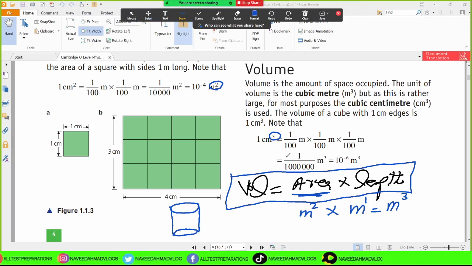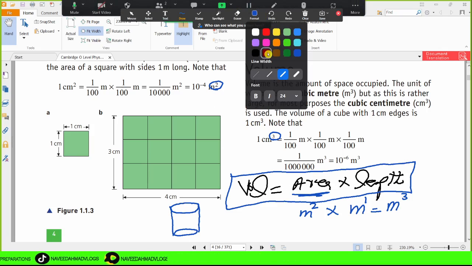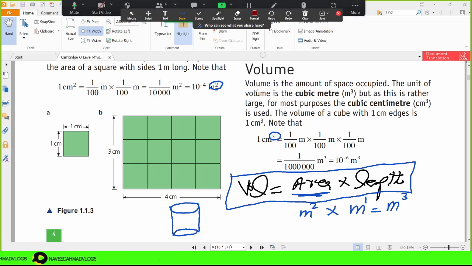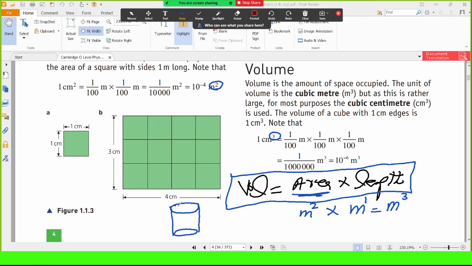Actually, you will need to volume is equal to area times length, right? So if you want to measure the volume of this cylinder, what you will do, you need to measure this area. Okay, what is that area? This is a circle. So what is this area? Area of the circle. ये area क्या है? This area.